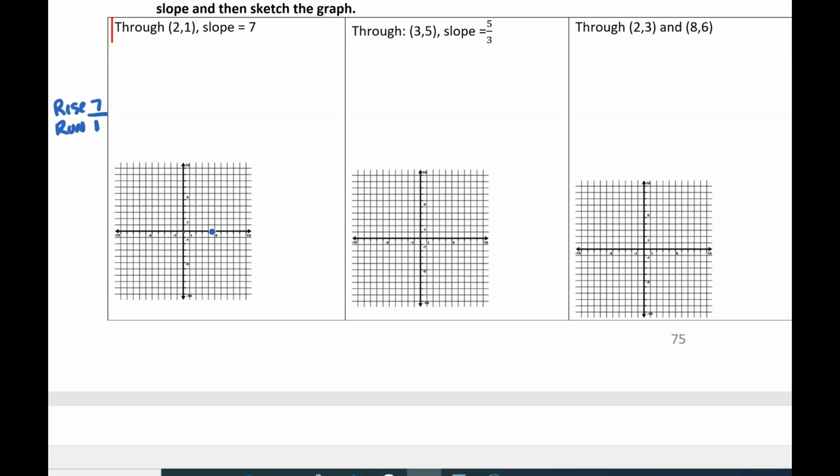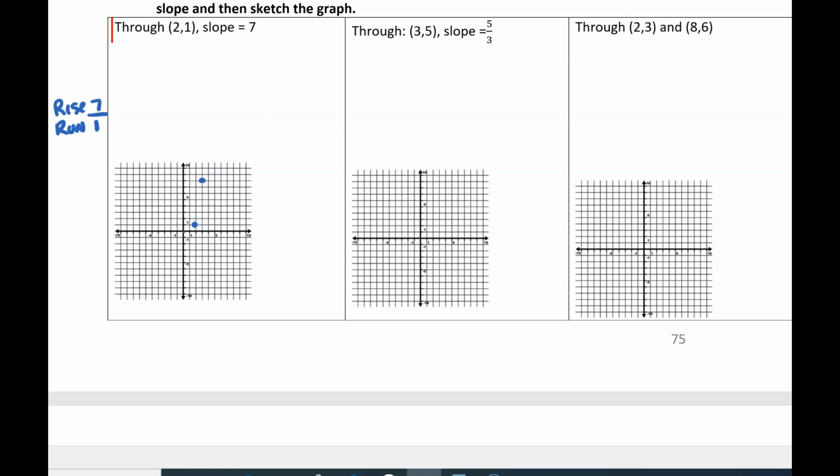So I'm going to start at my point. Oh, and it looks like it got erased there. There we go. So (2, 1), and I'm going to go up 1, 2, 3, 4, 5, 6, 7, and then over 1. And you can keep doing that. The problem is if we go up 7 again, 1, 2, 3, 4, 5, 6, 7, and over 1, and do it again, then we're going to be off the graph. So I'm not going to go up and over again.